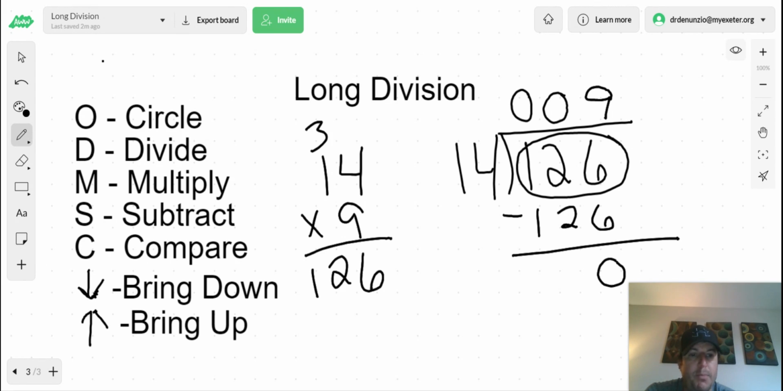And then the bring up step would be if there would be a remainder. So let's say we ended up with a 2 down here. You would actually bring that number up and you would put remainder 2. Now, it is not remainder 2, of course, because this problem worked out, and I'm not giving you problems with remainders, so I'm going to get rid of that. But that's what the remainder is and would be called. So as you can see, 14 times 9 is your 126. And that is long division.